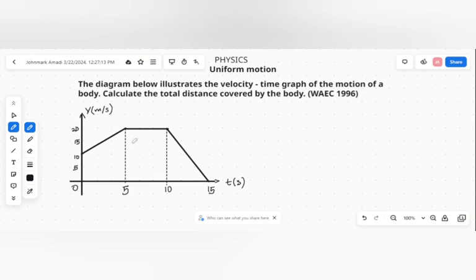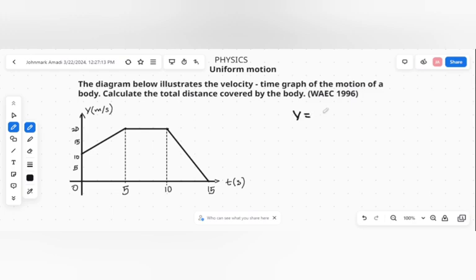This is the diagram that represents the uniform motion of a body. So we are to calculate the total distance covered by the body. First, looking at this graph, what kind of graph is this? This is a graph of velocity against what? Time. Velocity time graph.